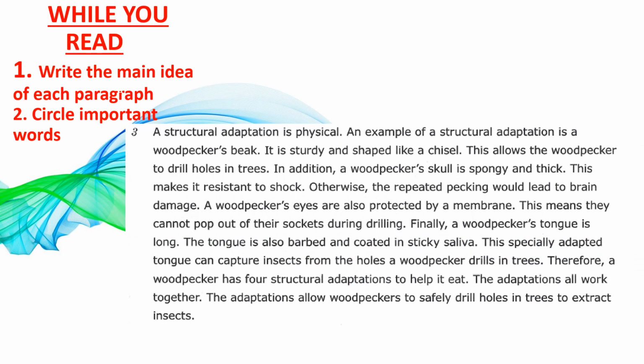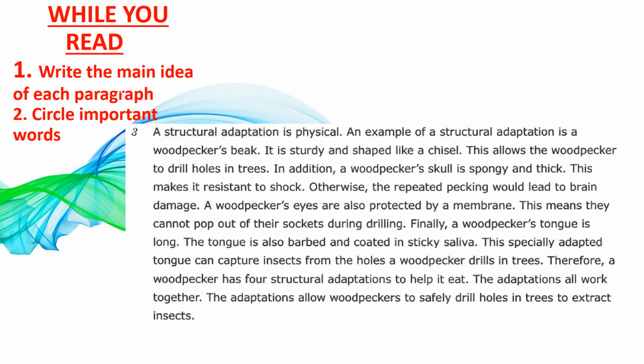Paragraph 3. A structural adaptation is physical. An example of a structural adaptation is a woodpecker's beak. It is sturdy and shaped like a chisel. This allows a woodpecker to drill holes in trees. In addition, a woodpecker's skull is spongy and thick. This makes it resistant to shock. Otherwise, the repeated pecking will lead to brain damage. A woodpecker's eyes are also protected by a membrane. This means they cannot pop out of their sockets during drilling.